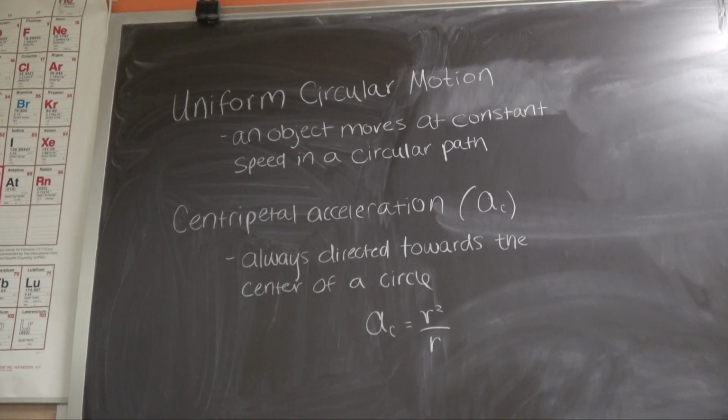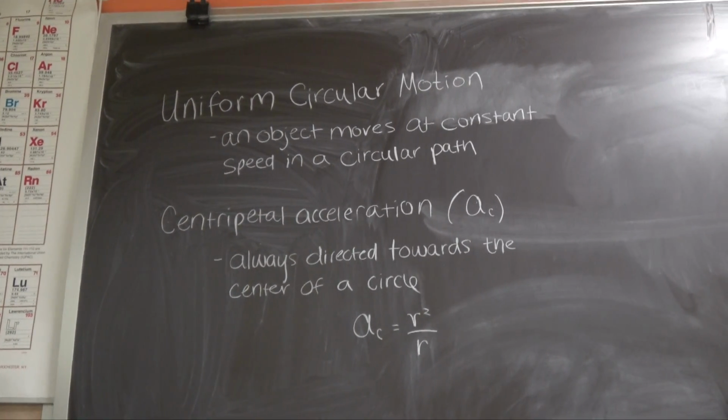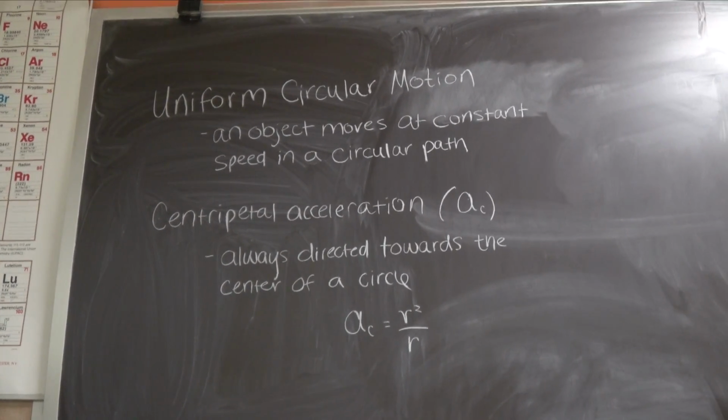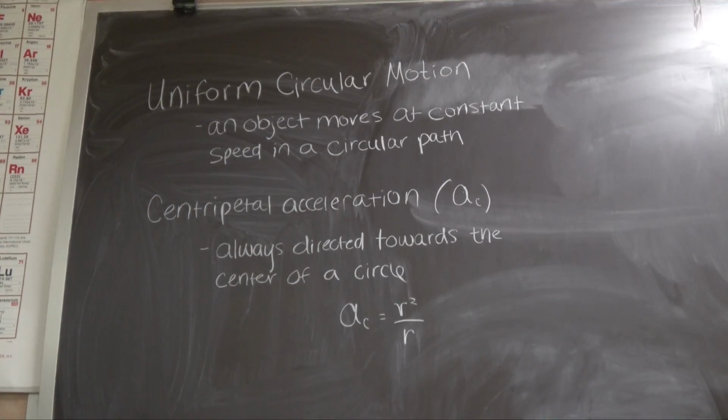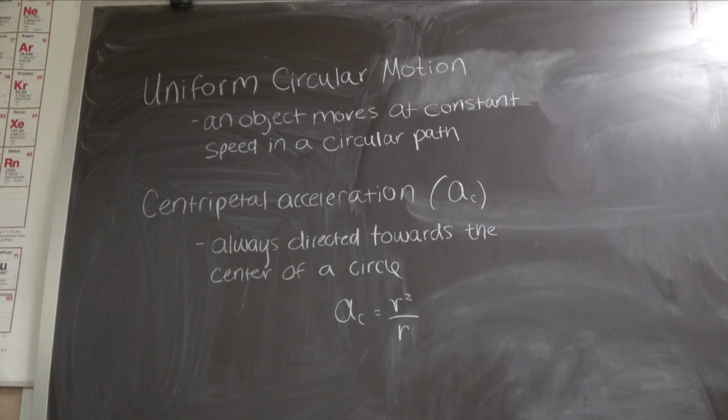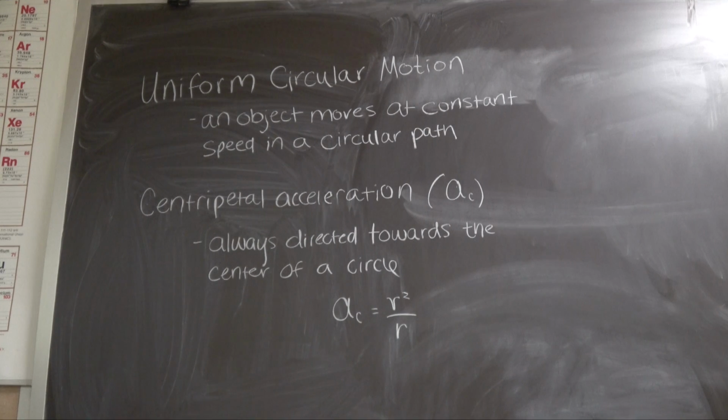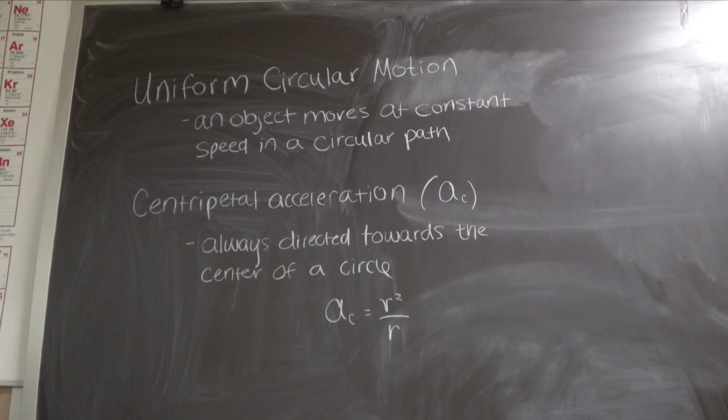Uniform circular motion: an object moves at constant speed in a circular path. Centripetal acceleration is always directed towards the center of the circle. For example, when the car goes around the loop, it experiences this.